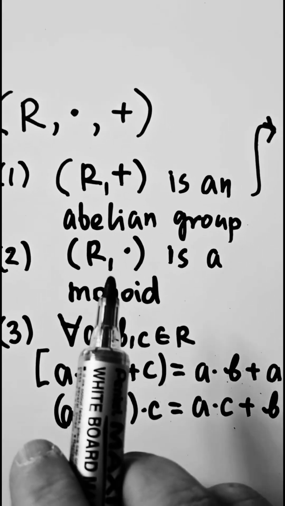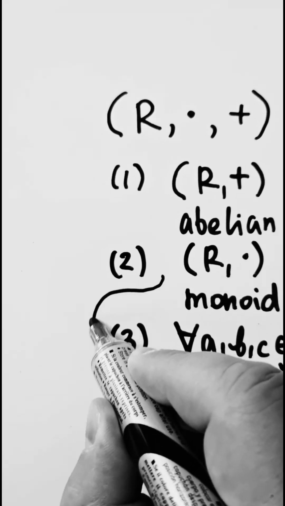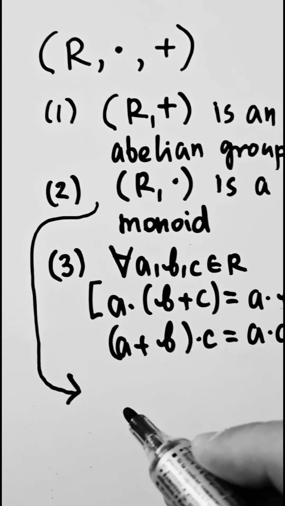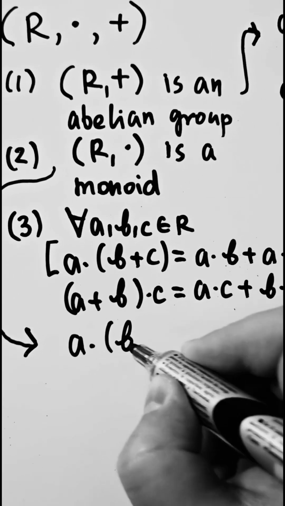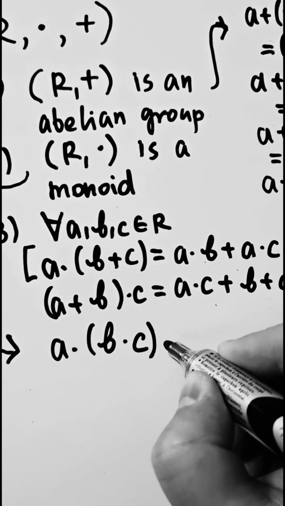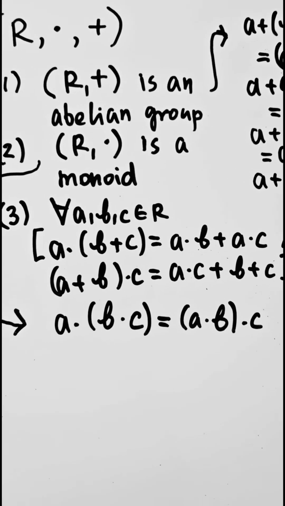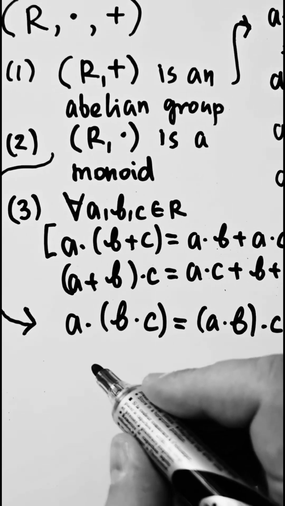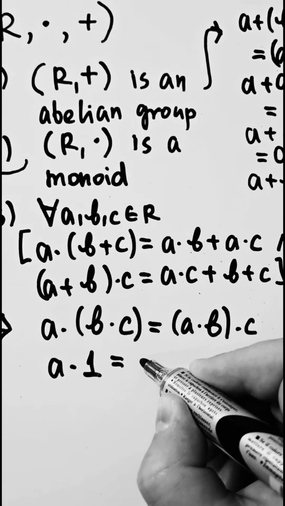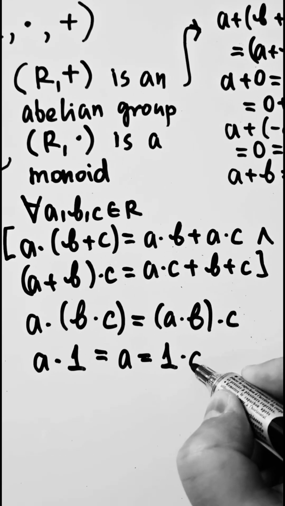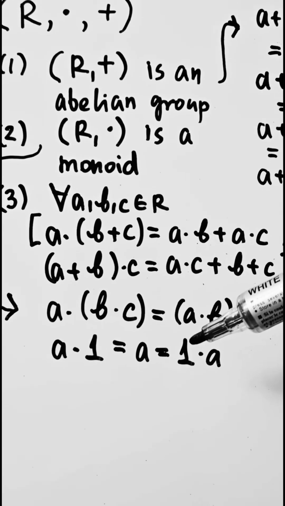Now the second property, that R with a dot is a monoid, what that means is that firstly, multiplication is associative. In other words, (a times b) times c equals a times (b times c) for every a, b, and c elements of R. And secondly, that there is a special element, which in this case we denote by 1, such that a times 1 equals a, and that equals 1 times a. Once again, the element 1, when it exists, will be unique.